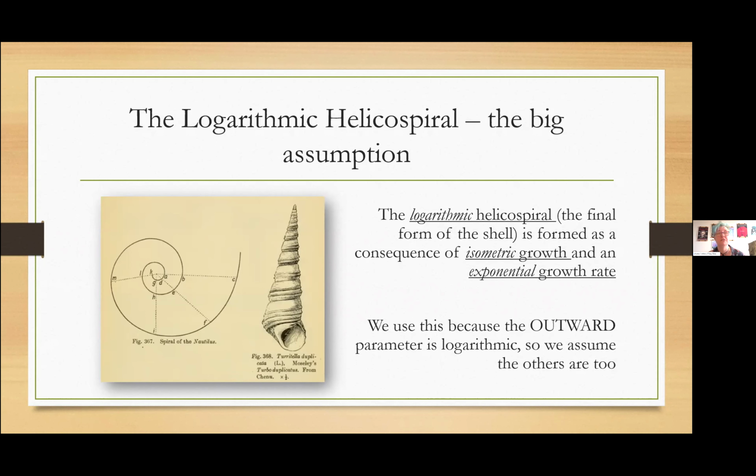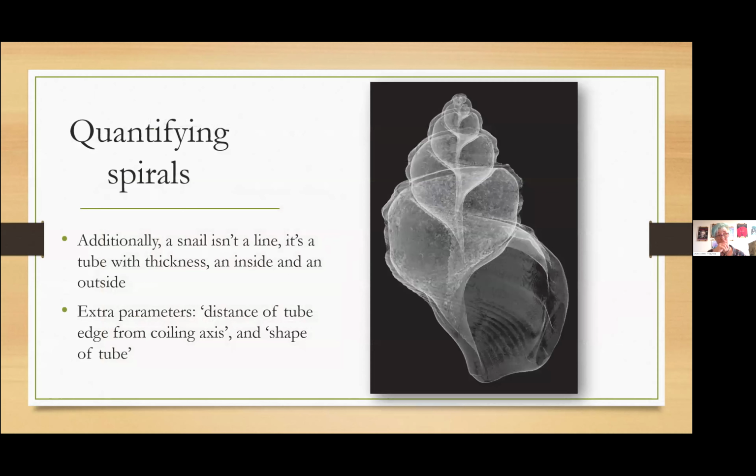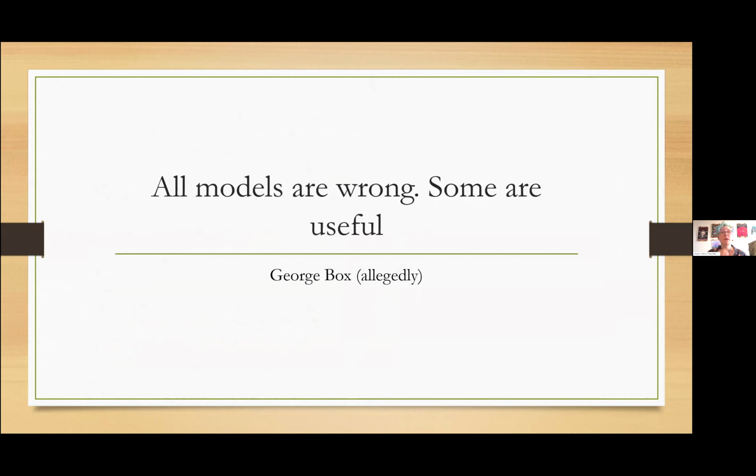What other parameters, you say? Well, snails aren't lines, they are tubes, they have a thickness, they have an inside, they have an outside. And so Raup, as well as having outward, had and downward, so W and T, had two more parameters, which are the distance of that tube from the coiling axis and the shape of the tube, although in practice he mostly modeled that as a circle so that he could just give it a radius. So I love this quote. The Raup cube is the very definition of a useful model, but what is wrong with it?